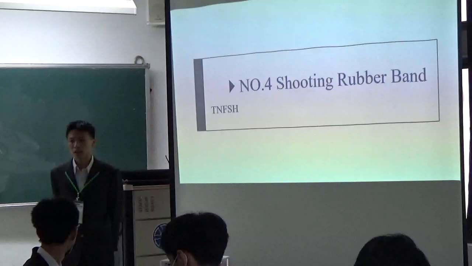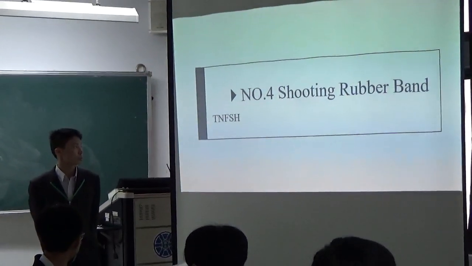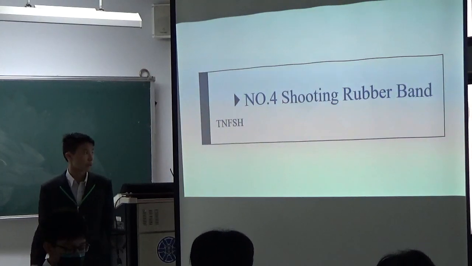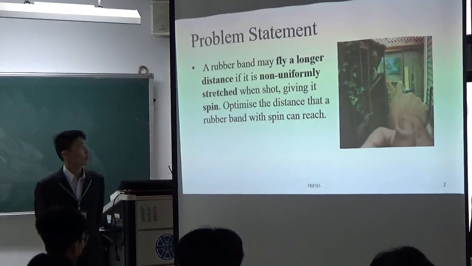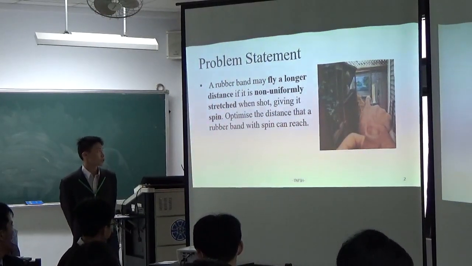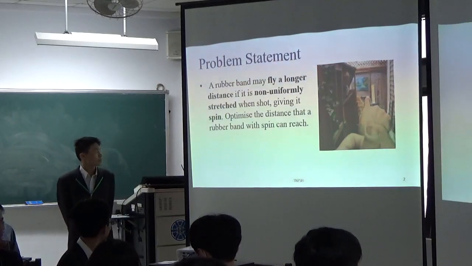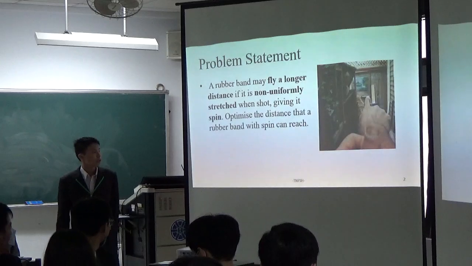Okay, so I'm a reporter from S601 and my name is Chen Shi. Today I'm going to report problem number 4, shooting rubber band. So first, here's the problem statement. A rubber band may fly a longer distance if it is non-uniformly stretched when strapped. Given its speed, optimize the distance that the rubber band with spin can reach.